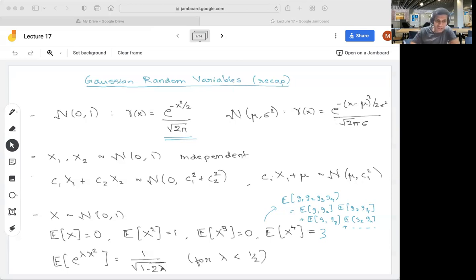We also computed the expectation of some function of this form, which we'll need today. So I kind of used it as an example last time. The expectation of e to the lambda x squared we saw is this expression, which makes sense for lambda less than half. And we saw that the expectation is infinite when lambda is greater than half. Okay. Any questions before we continue?